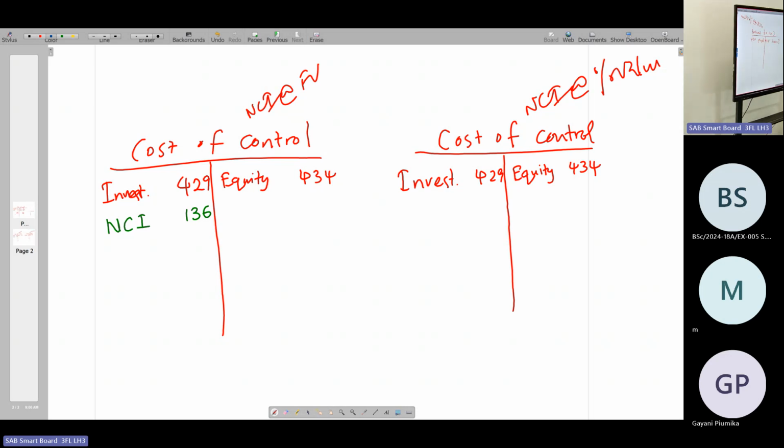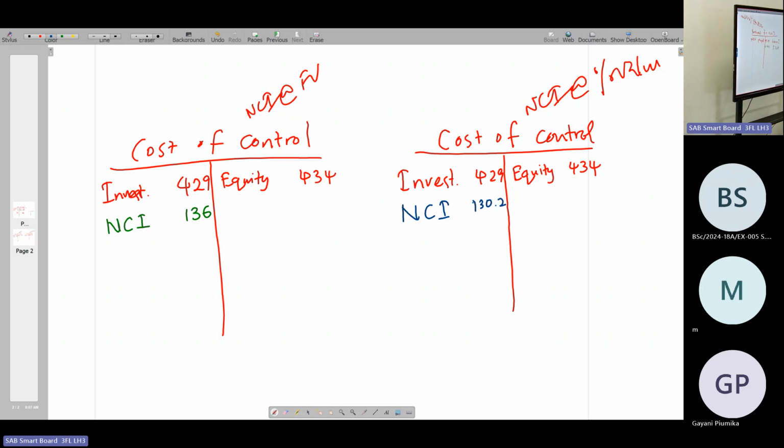Then the other part. NCI at the proportionate value of net assets. See this, what is happening here. 130.2. Right. Now you can see the difference in terms of NCI.